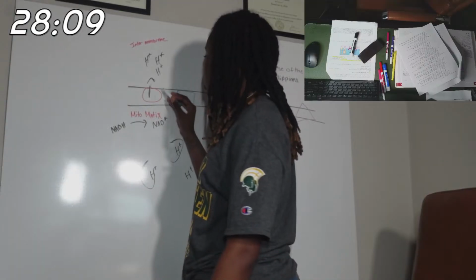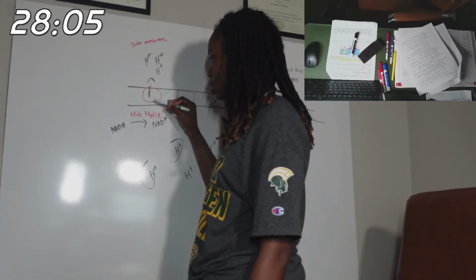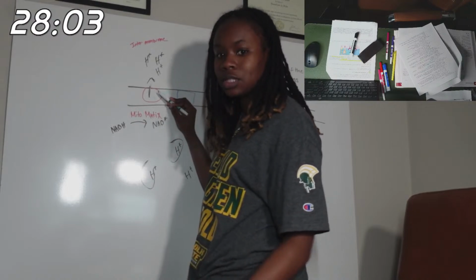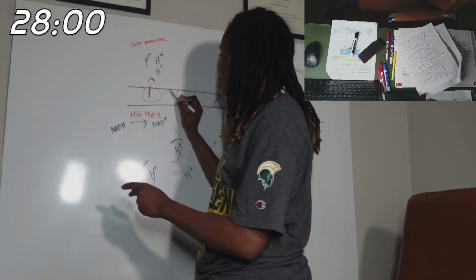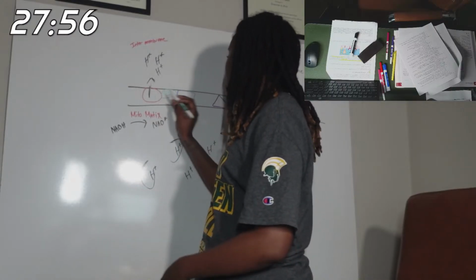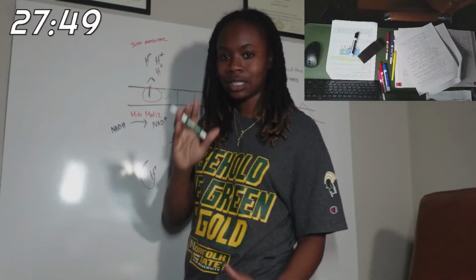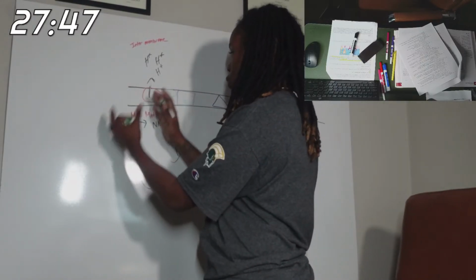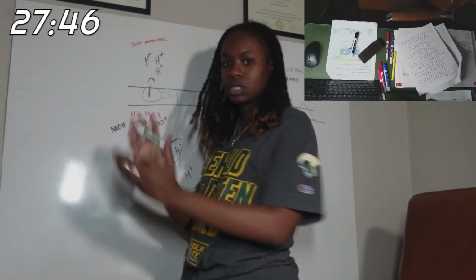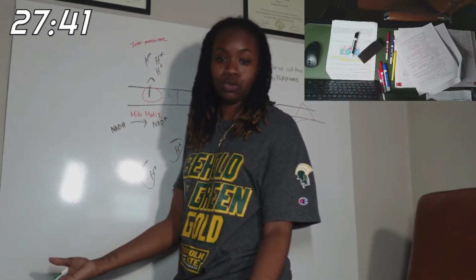CoQ is taking the electrons that NADH gave here, right? It gave them. It's now taking the little electrons and giving them to complex 2. That is the only thing coenzyme Q does. It transfers the electrons from 1 to 2. That sounds reasonable. It's just a little transfer.